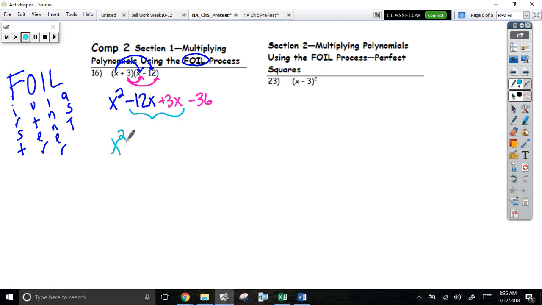Negative 12 plus 3 would be a minus 9x minus 36.